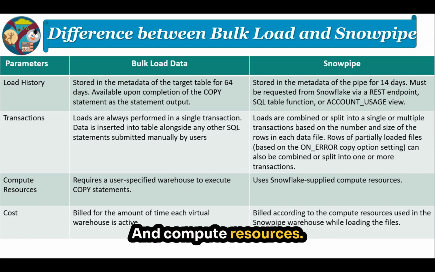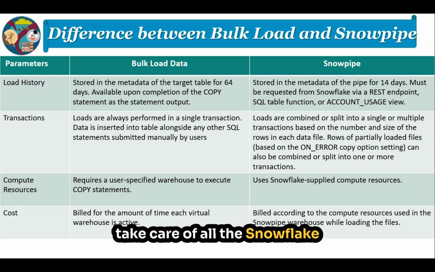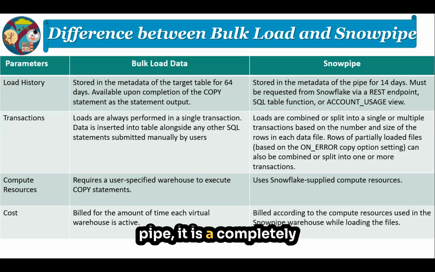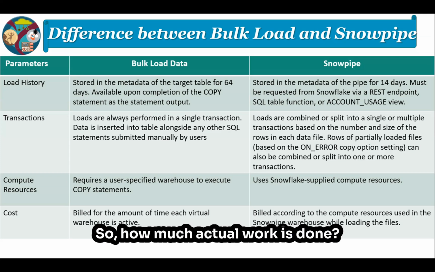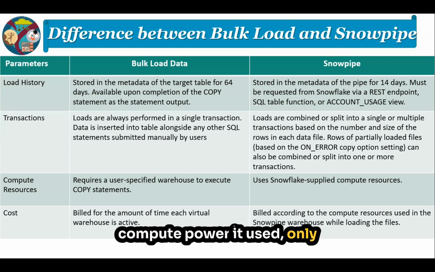And compute resources. A user-specified warehouse is required to execute the copy statement in the case of bulk load. Whereas Snowpipe will use Snowflake-supplied compute resources. Cost is billed for the amount of time each virtual warehouse is active and running, right? So for bulk load, as I mentioned, we are explicitly specifying that particular warehouse. So it will check the size of the warehouse and how much time it is actively running, and based on that, they will charge. Now coming to the Snowpipe, it is a completely serverless architecture, which means Snowflake is going to process it. So for how much actual work is done at that time, and what compute power it utilizes, only for that you are going to pay.